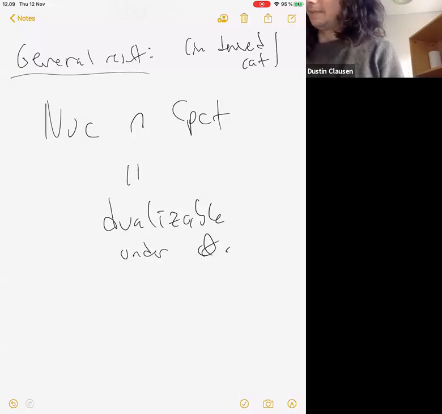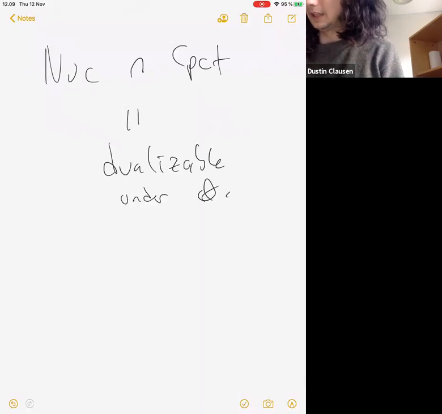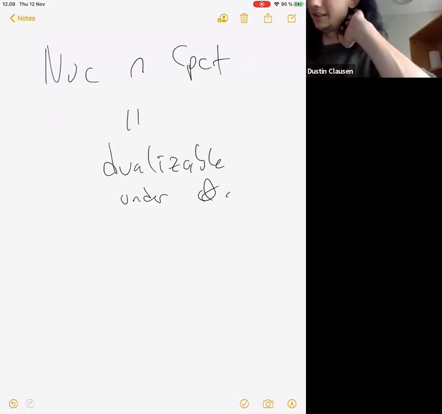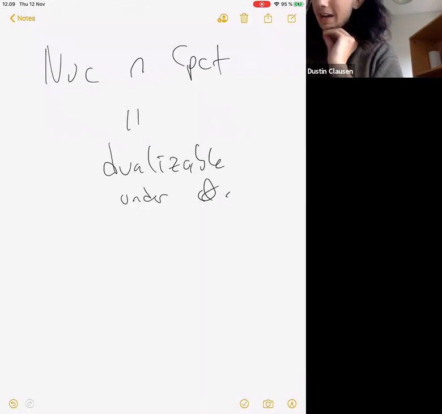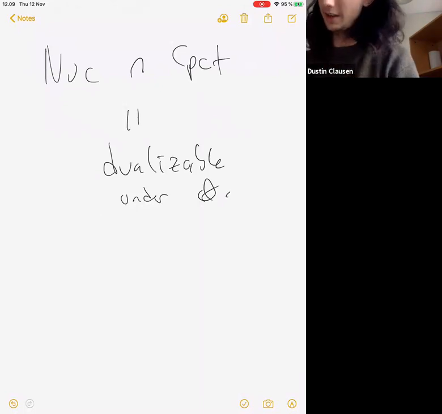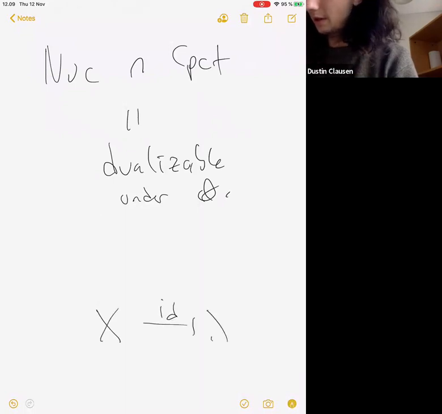Okay, and then this is actually quite easy to see. If you're nuclear and you're compact, so nuclear means a map from a compact object always has a unique trace class representative. So if you're compact, you can apply that to the identity map. So this has a trace class representative.